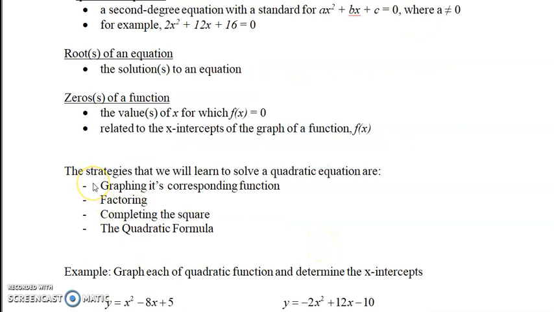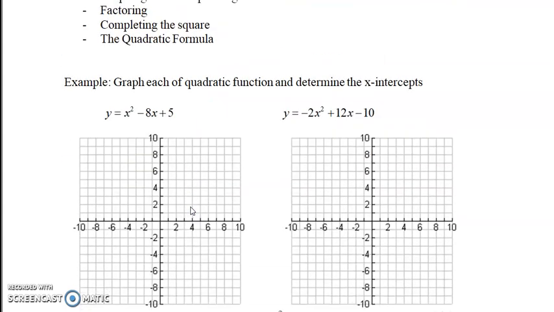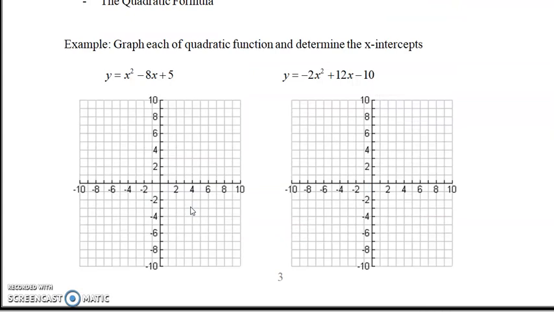So these are some of the strategies we're going to learn when we're solving for x. We're going to use graphing, the corresponding function. We're going to use factoring, completing the square, which we learned in the previous chapter, and of course the quadratic formula, which we did a lot of in Math 11. We've used the quadratic formula. So let's look at the first two examples. It says graph each of the following and determine the x-intercepts.